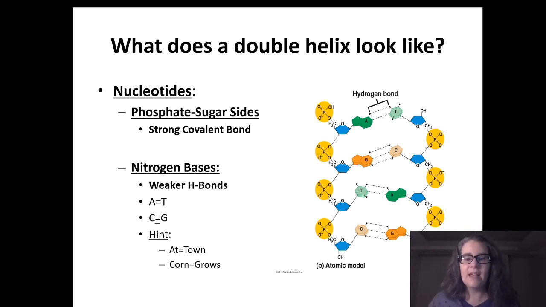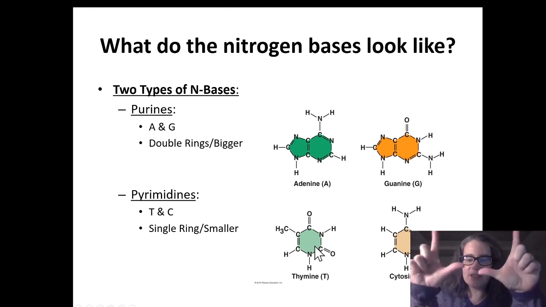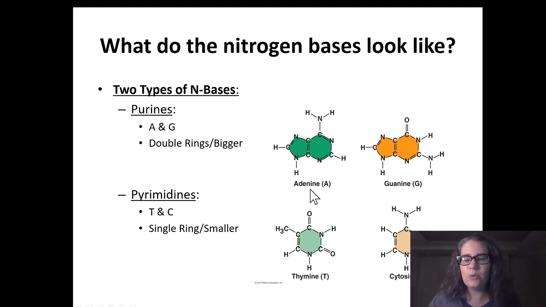Now, when we look at these nitrogen bases, we have two groups. Purines are double rings. You can see they are a larger chemical. This includes adenine and guanine. And then over here, we have the pyrimidines, which are a single ring. That includes thymine and cytosine. And if you remember, A's always bond with T's. So in our center rungs, adenine will always bond with thymine and guanine with cytosine.